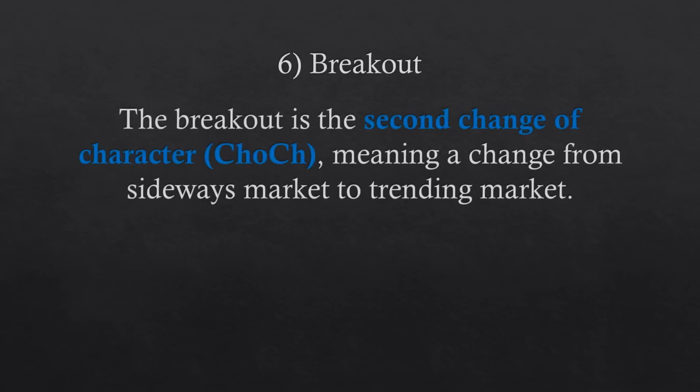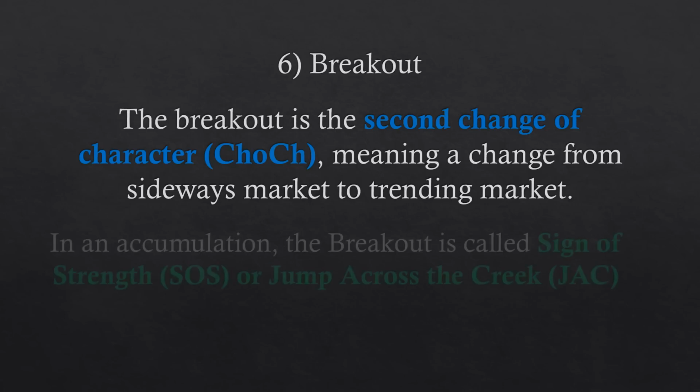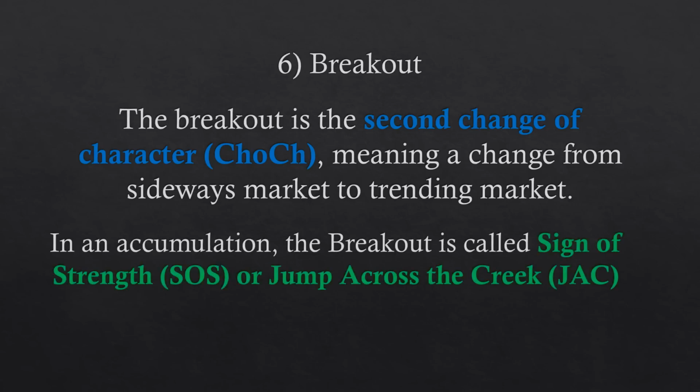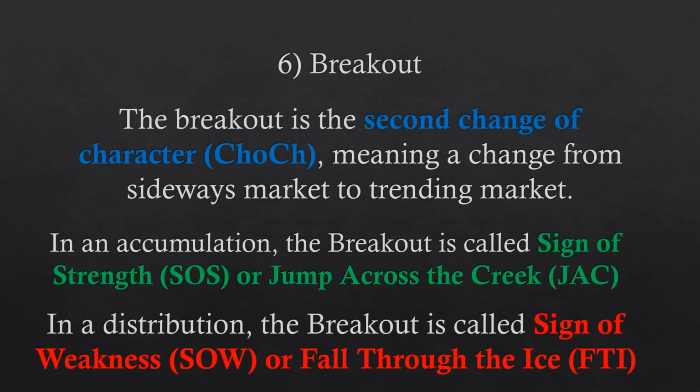The breakout is the sixth event, and it represents a true breakout of an accumulation or distribution. So according to the Wyckoff method, this is the second change of character. A change of character happens when the market goes from trending to ranging mode or vice versa. In the reaction, the climax is confirmed and the market goes from trending to ranging. In the breakout, the market goes from ranging to trending. A true breakout of an accumulation is denominated as sign of strength or jump across the creek. A true breakout of a distribution is denominated as sign of weakness or fall through the ice.